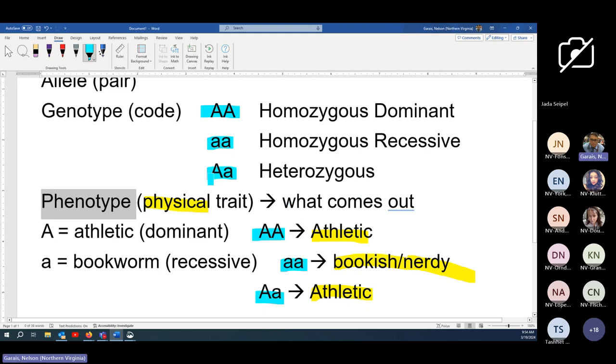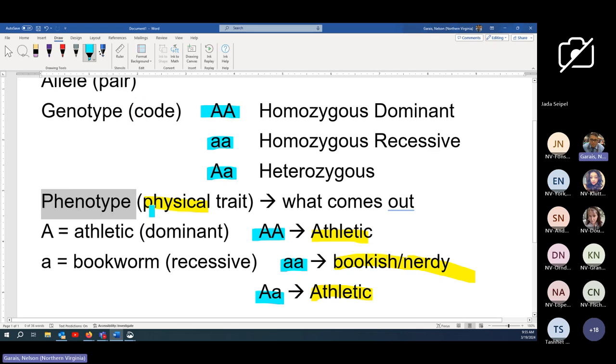And if it is capital A, lowercase a, you're going to tell me this child is heterozygous. And if it's complete dominance, meaning that the capital A will always get expressed if present, that means a homozygous dominant child will be just what? Purely athletic. A homozygous recessive child will be what? Purely what? Bookish, nerdy, anti-athlete. But the heterozygous child in a complete dominance situation, they're going to be what? Athletic.